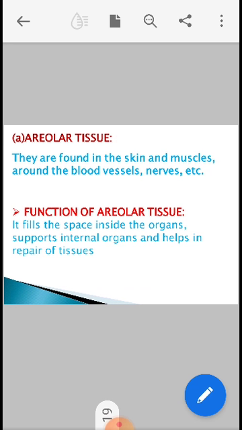So areolar, air, it is something related to air and space. So what it does is, it fills the space inside the organs. It supports internal organs and helps in repair of tissues. So these are the major functions of the areolar tissues.